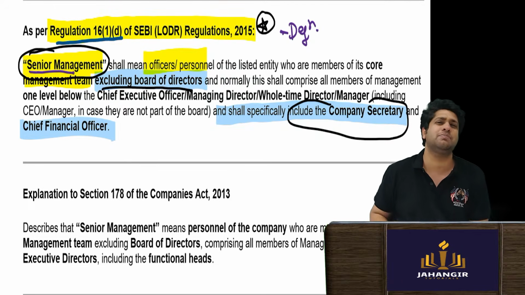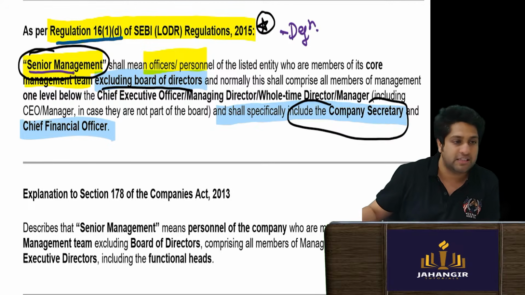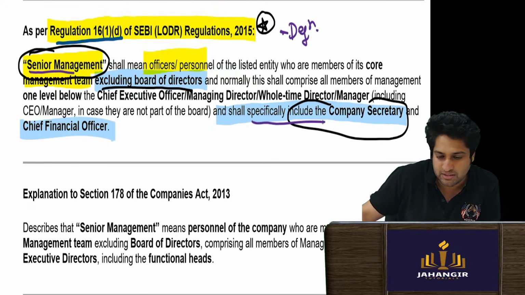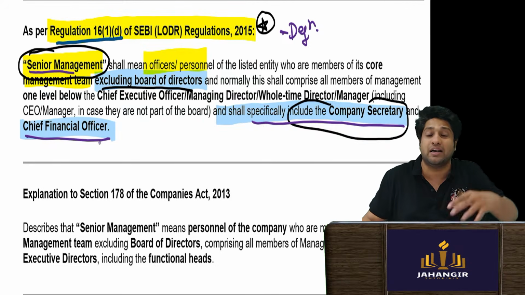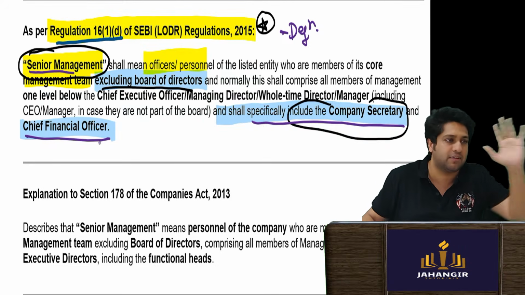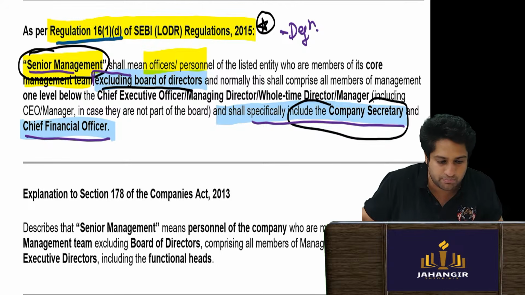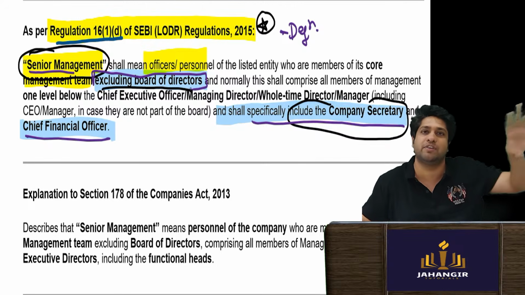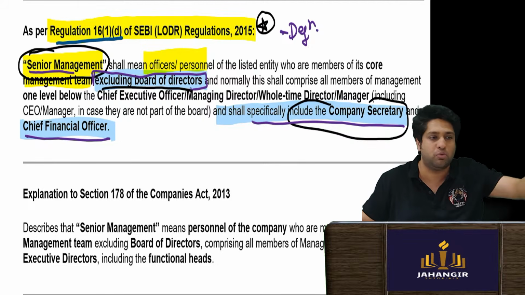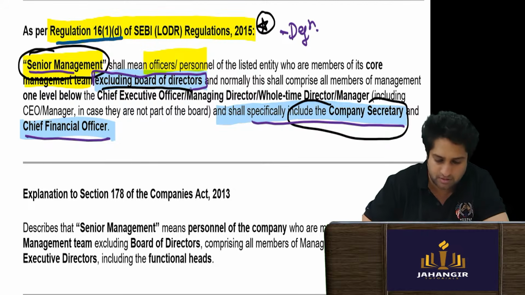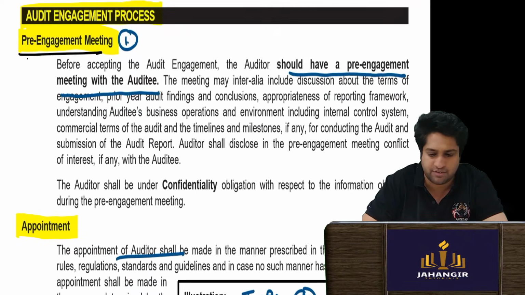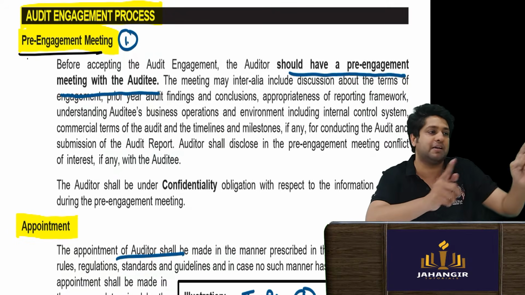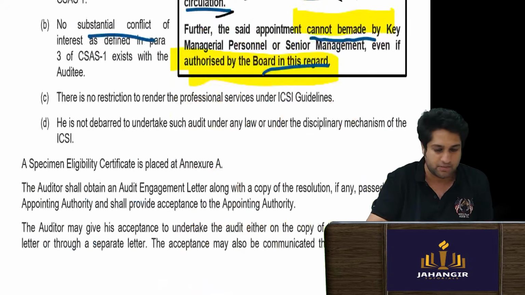Sir, why is it important? Because it is written that senior management includes CS. So we are treated as senior management, which is why they are telling you excluding the BOD. Obviously, BOD is a different department. When I say senior management, it means other than the BOD, like company secretaries will come here. Very important to know. Audit engagement process, they have repeated all this, that you have a pre-engagement meeting, then appoint them.